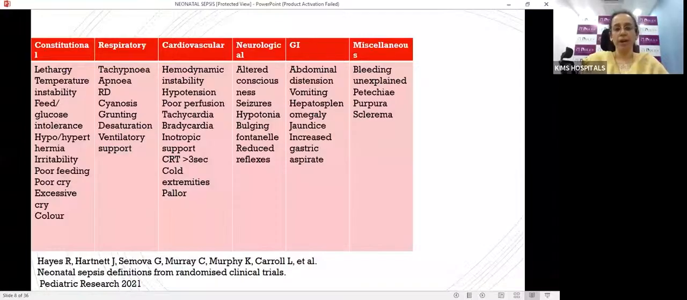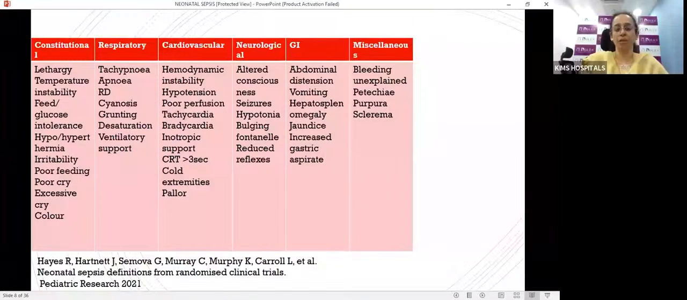excessive cry. Respiratory symptoms are an increase in the respiratory rate or apnea, and worsening of the retractions, desaturations, and need for ventilatory support. Among the cardiovascular signs, the baby can have hemodynamic instability, mottling, poor perfusion, poor pulses, core peripheral temperature difference, CRT being more than 3 seconds, and need for inotropic support can be considered among the cardiovascular factors.